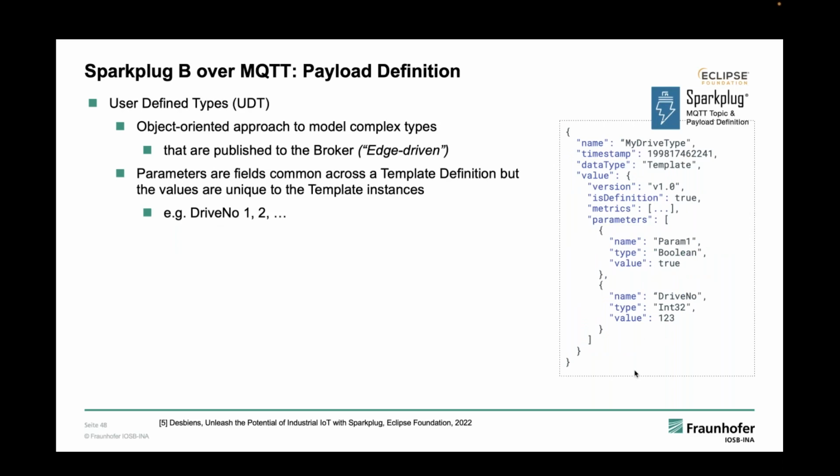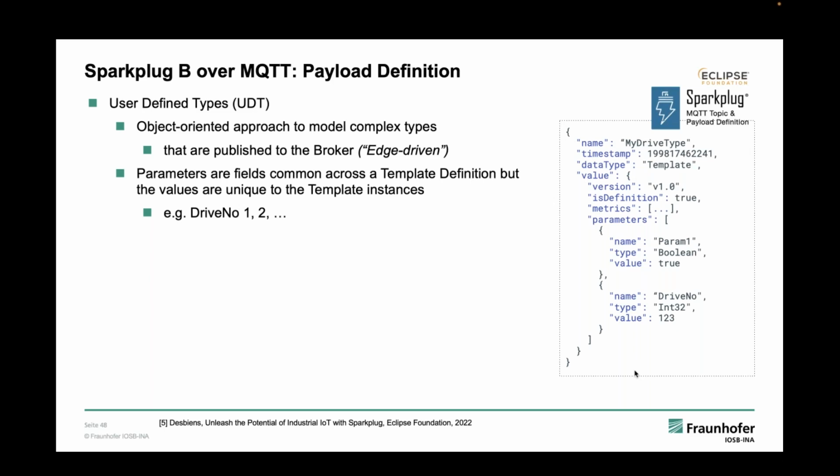So then going on, there are also some user-defined types, as they are called in Sparkplug-B, and this is the object-oriented approach to model complex types in Sparkplug. These object-oriented modeled complex types are defined by the user. That's why they are called user-defined types, of course. And these types are then published to the broker, and that's what you might also hear, this edge-driven philosophy. So you define your UDTs on the edge and publish them to the broker in this edge-driven approach.